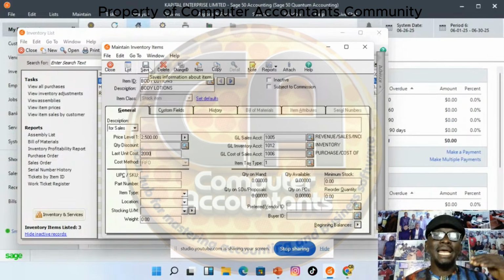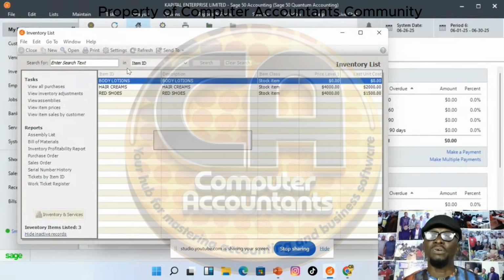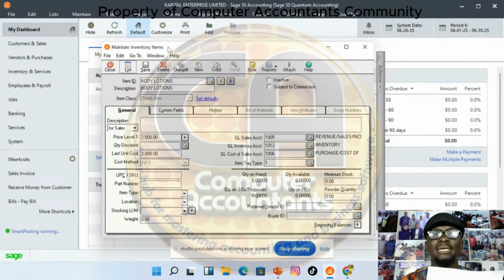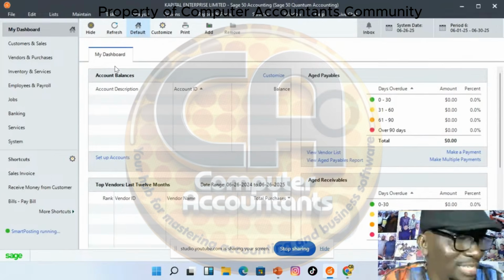So once you omit something, you can always come back. That's the essence of clicking on list. You can always come back and do that. So let me check my list once again. The prices are there. Perfect work. Excellent. So I can now exit the inventory. So second process delivered.